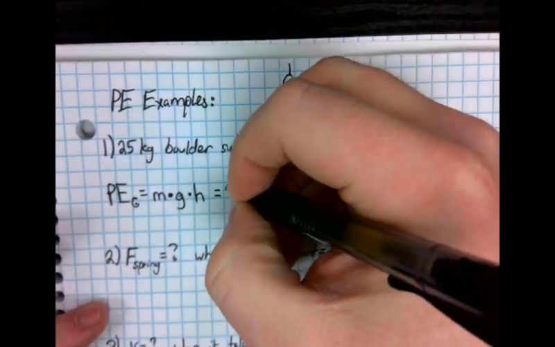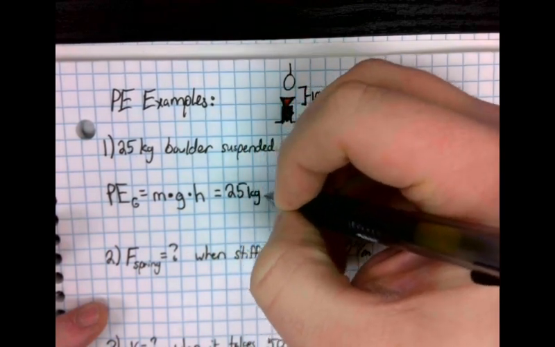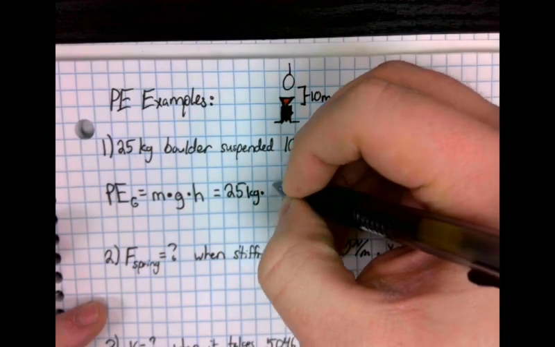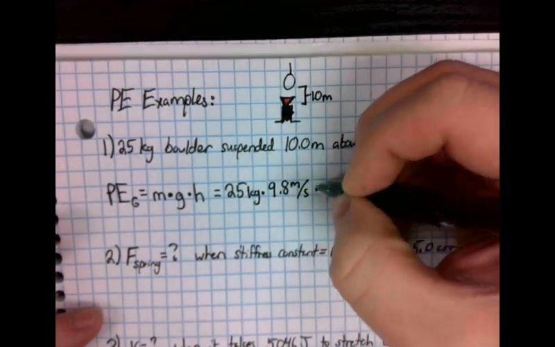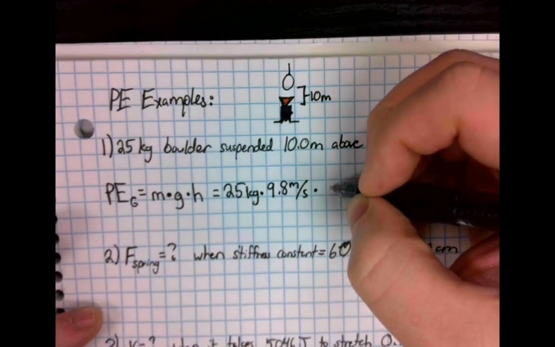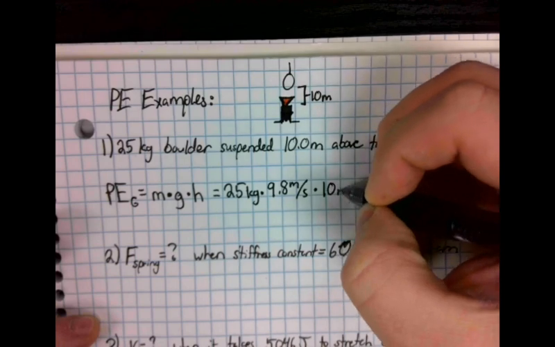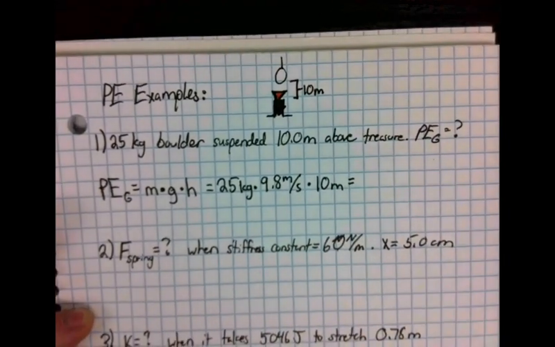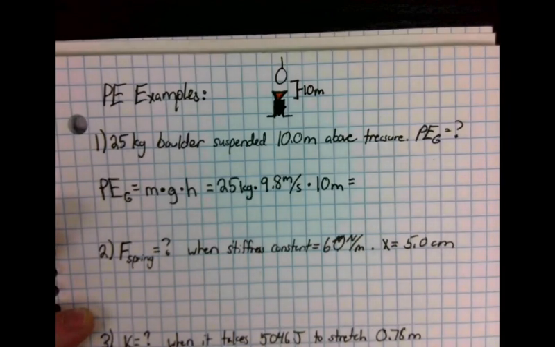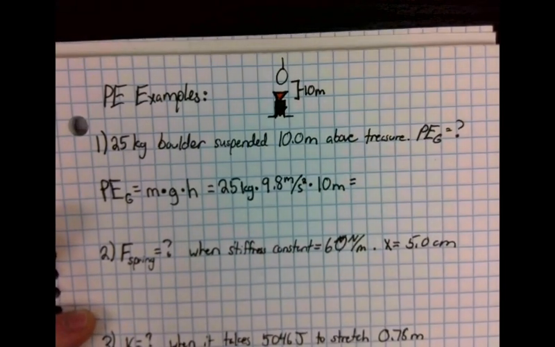So the mass of it is 25 kilograms. Our gravity in this case is 9.8 meters per second, and then our height is going to be 10 meters. And if we plug all of that into our calculators, second squared, I apologize. It is relevant for the second part that I'm going to get to.